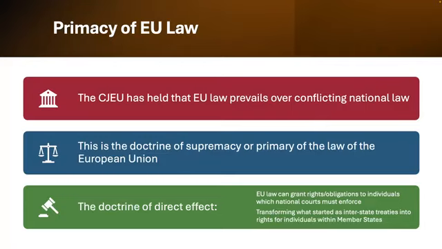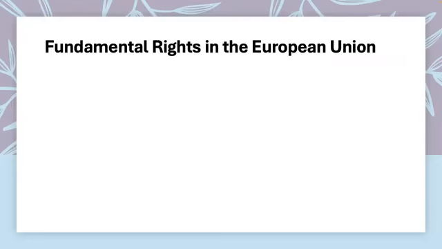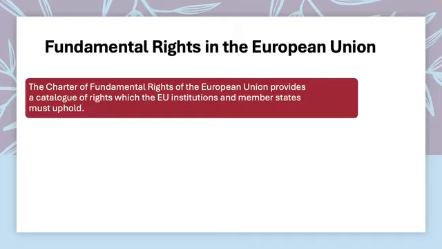What might then be the most prevalent example of constitutionalism in the European Union is the fundamental rights of the European Union, the Charter of Fundamental Rights of the European Union, which provides a catalogue of rights which EU institutions and member states must uphold. Legal effect is given as late as the Lisbon Treaty in 2009, and it provides a catalogue of rights, as I've just mentioned: civil rights, political rights, social rights, economic rights, which EU institutions and member states, when implementing the EU law, must uphold.